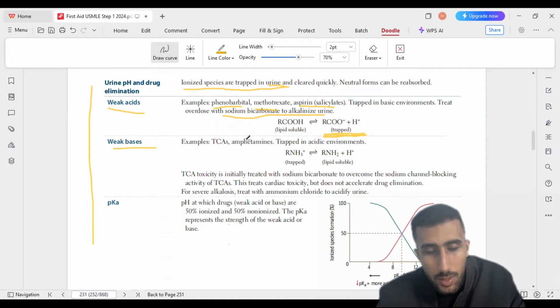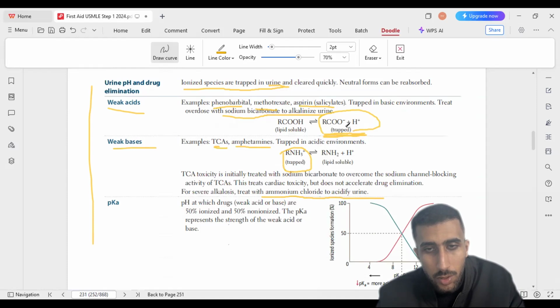And the weak bases, on the other hand, there are two examples: tricyclic antidepressants and amphetamines. They are weak bases, and they are trapped in an acidic environment. So you will give ammonium chloride to acidify the urine. With weak acids, you give sodium bicarbonate, a base, to alkalinize the urine. With weak bases, ammonium chloride, an acid, to acidify the urine to make them trapped. So this is the trapped form for them.